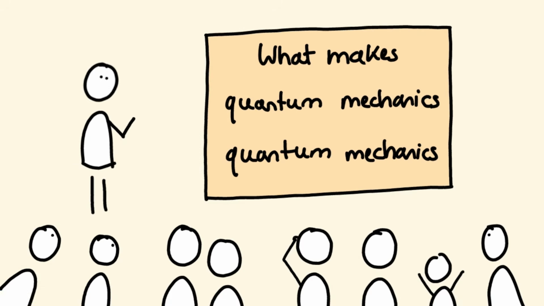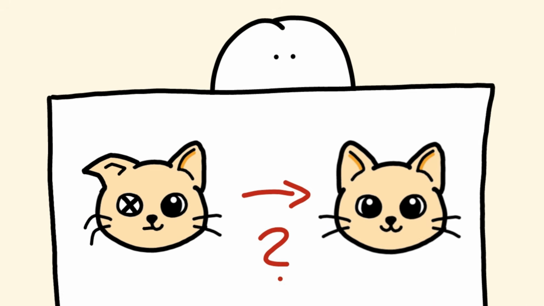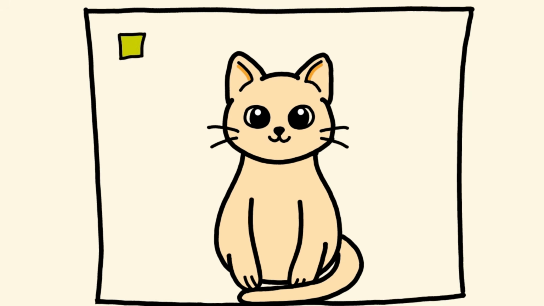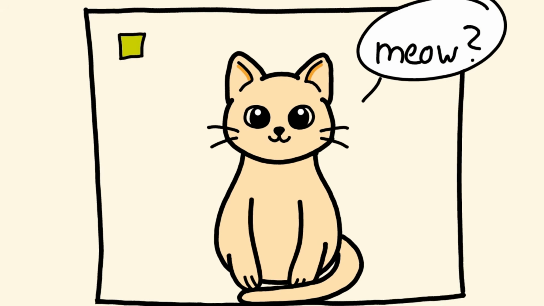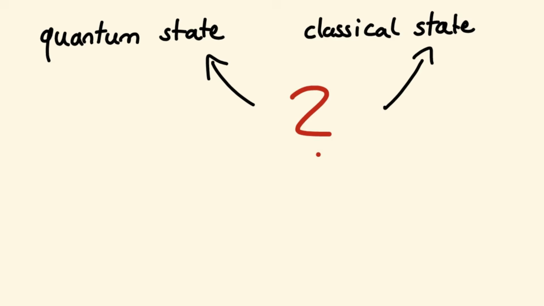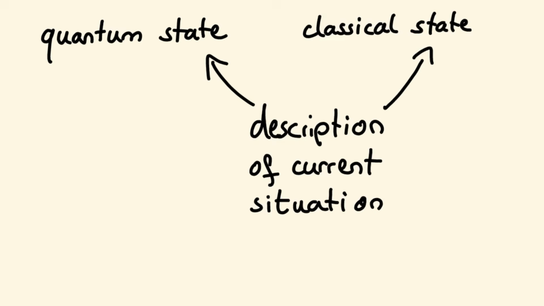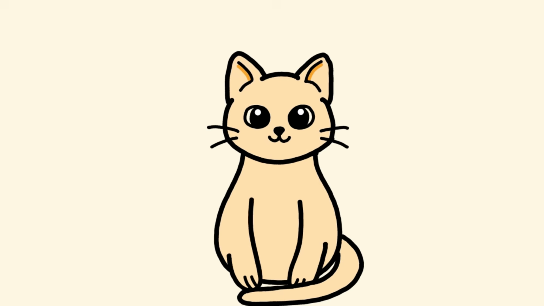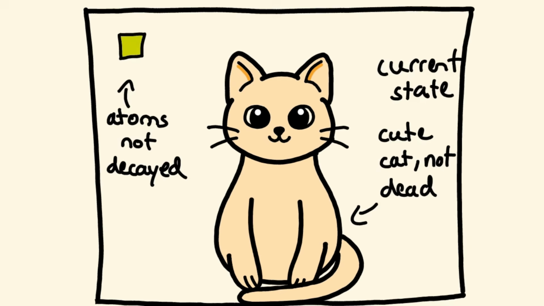So, what makes quantum mechanics quantum mechanics? You probably know Schrödinger's cat. There's a poor cat trapped with radioactive atoms, which may or may not decay, but if they decay, the cat gets killed. It demonstrates what sets quantum states apart from a classical state. What's a state? Well, that's just how we call the description of the current situation. We look at a part of the world which we call a system, like a cat in a box. And whatever is in there right now, that's the current state of the system.